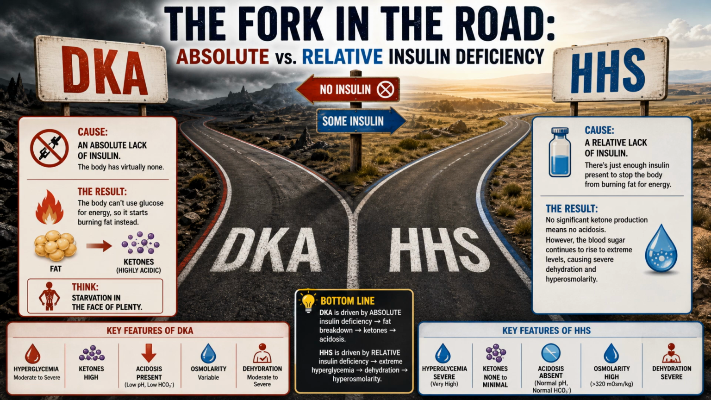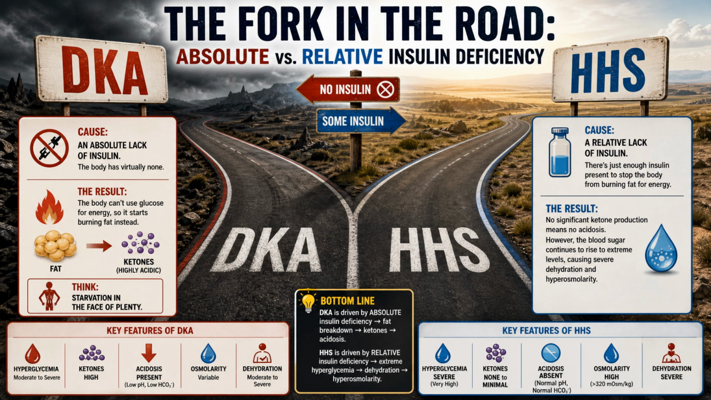Think of this as a fork in the road. In DKA, there is an absolute lack of insulin. The body has none. Because cells can't use glucose for fuel, the body panics and starts burning fat for energy. This process creates byproducts called ketones, which are acids. This is why we call it ketoacidosis.